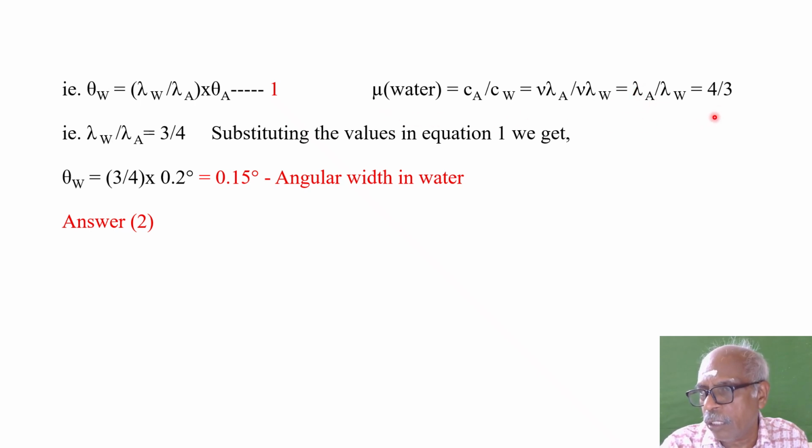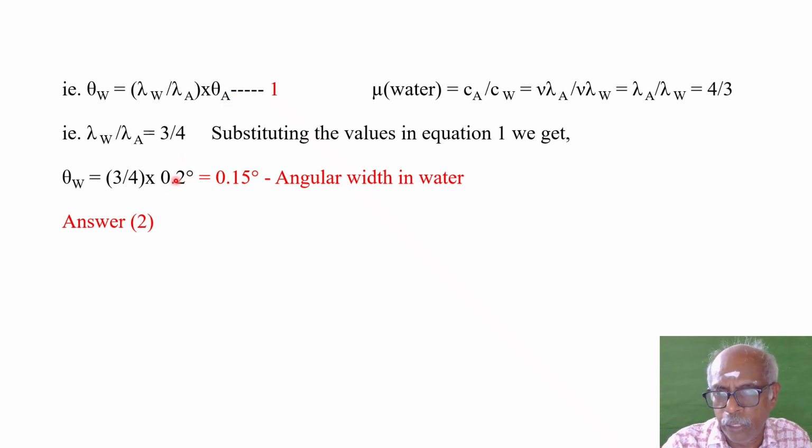So mu is equal to 4/3. So in this equation, we are having lambda w by lambda a, not lambda a by lambda w, but inverse. So that means if it is 4/3, then this is 3/4. So now you can substitute the value. Theta w is equal to lambda w by lambda a, so 3/4. What is theta a? In the question it has been given that 0.2.